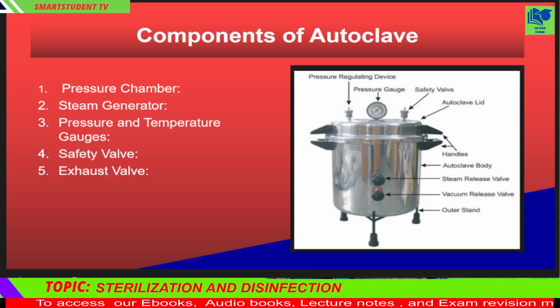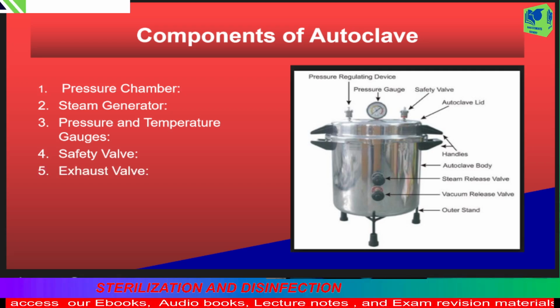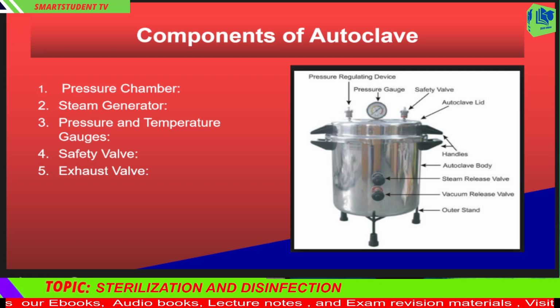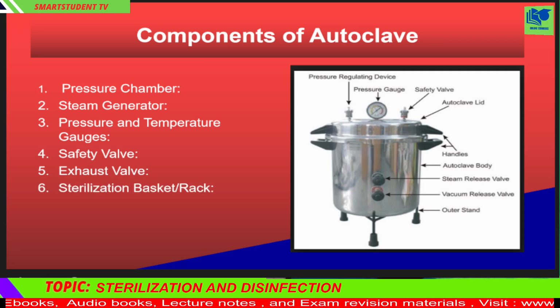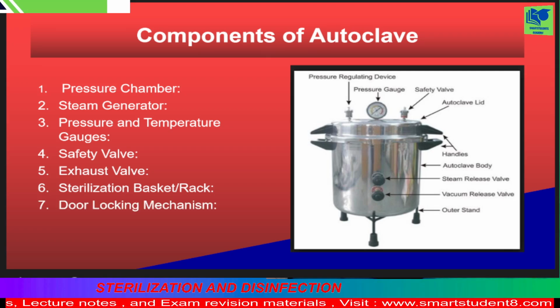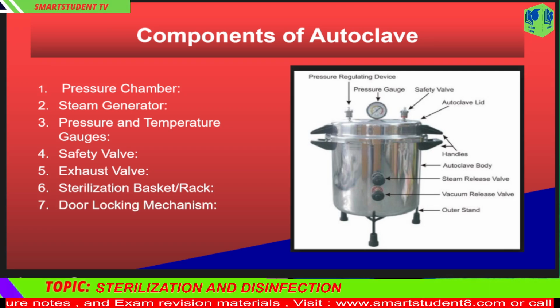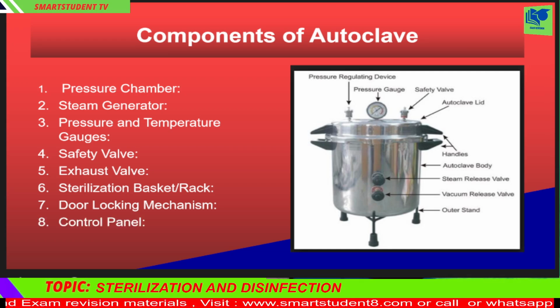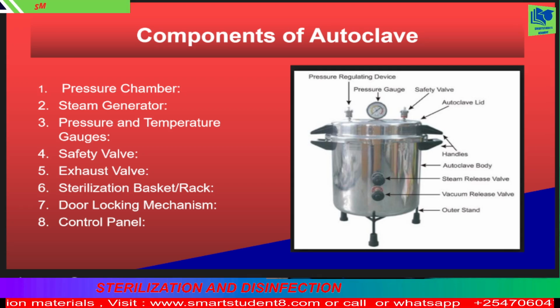5. Exhaust valve. Controls the release of steam after sterilization. 6. Sterilization basket/rack. Holds materials to be sterilized. 7. Door locking mechanism. Ensures the chamber remains sealed during operation. 8. Control panel. Allows users to set temperature, pressure, and sterilization time.